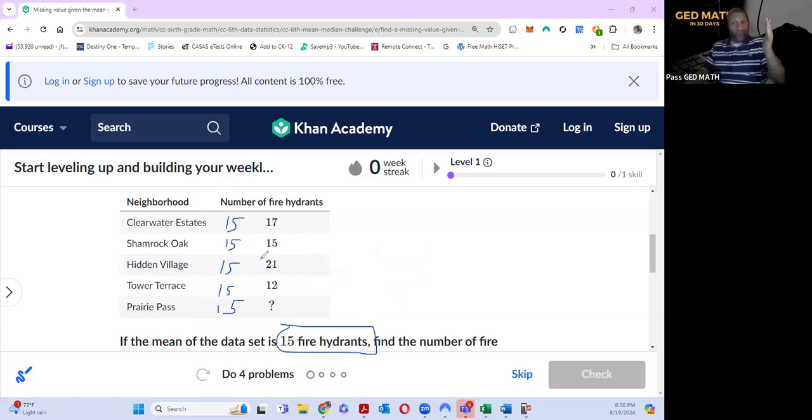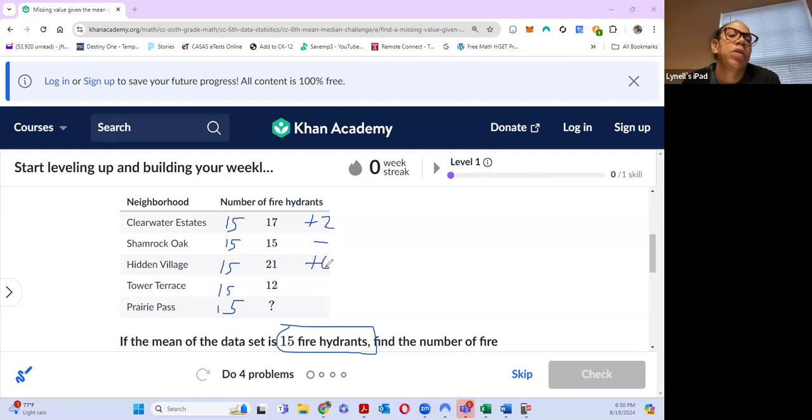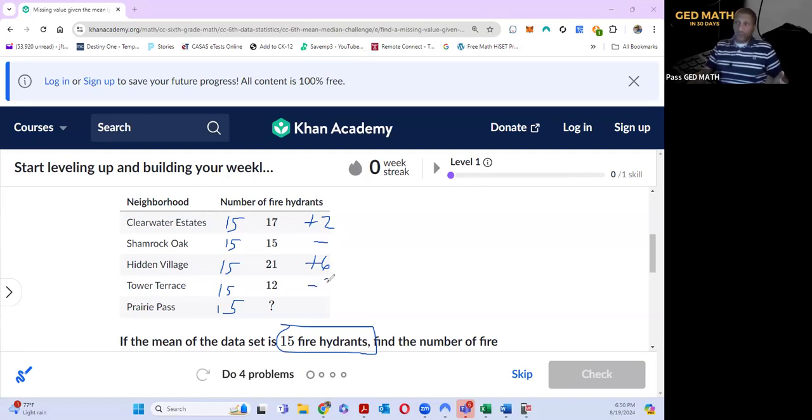Right? Because I know what the average is, that's not my actual numbers. So 17 is 2 more than 15. 15 is the same thing as 15. 21 is 6 more than 15. 12 is 3 less than 15. So now take these numbers and add them up. 2 plus 6 is 8, minus 3 is a positive 5.